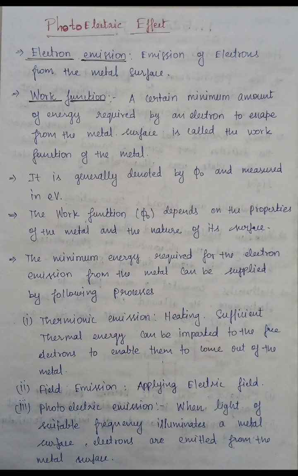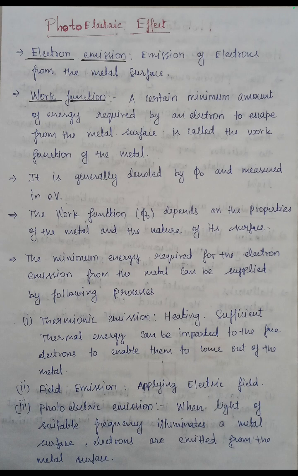If the electron has more energy to break the attractive force of the metal surface, the electron can come out of the metal surface. That minimum amount of energy required by the electron to escape from the metal surface is called the work function of the metal. We denote work function by phi naught, and it is measured in electron volt, and the work function is different for different metals. This is what we studied about electron emission and work function.